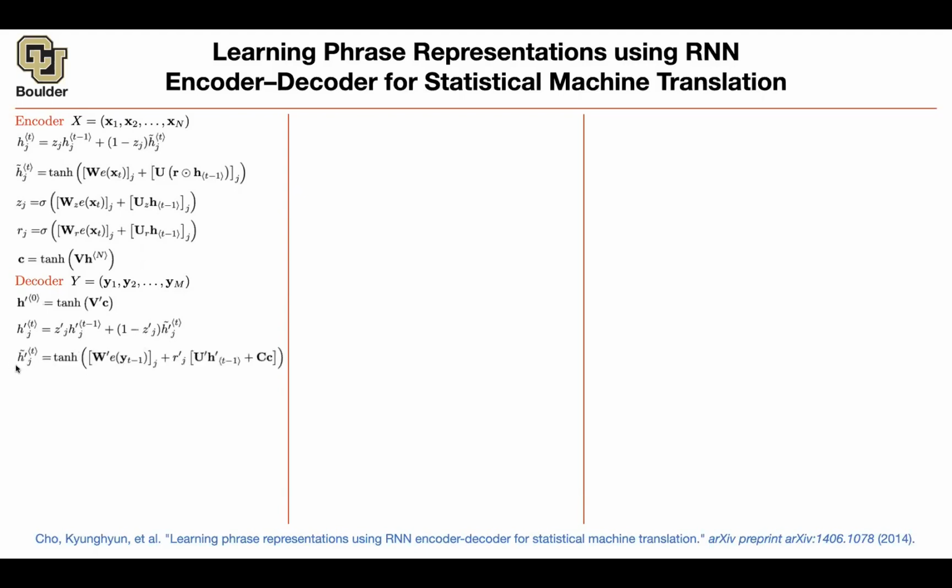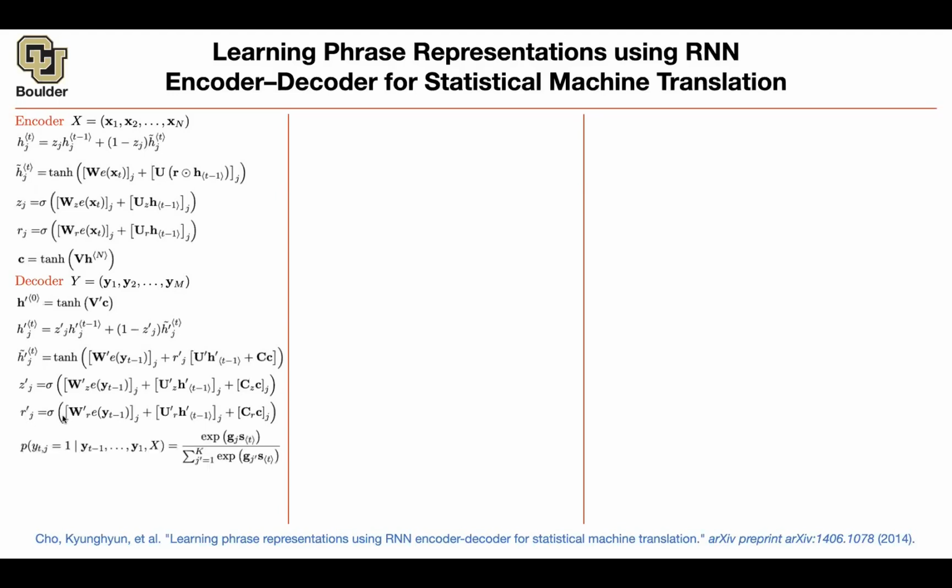Some new information comes in. So we just outputted this word. We're going to take that and embed it, multiply it by a matrix, and then reset some of the information from the past. This is the update gate. This is the reset gate for the decoder. And then in the end, you're going to need to output the probability of the next word in your translation.